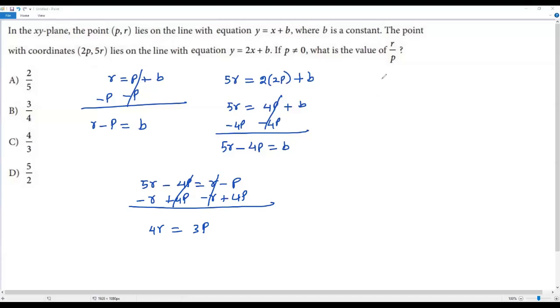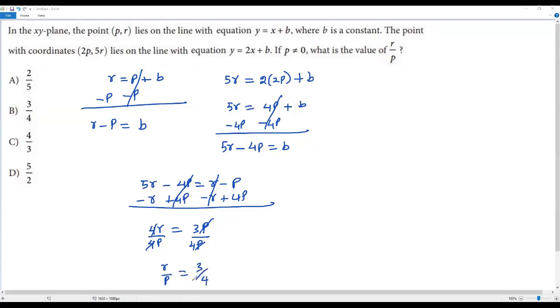My aim is to get the value of r over p. That is, r must be divided by p. So I have to divide both sides of the equation by p, so that I'm getting r over p. And also I have to get rid of the 4, which is multiplied by r. So I have to divide both sides by 4. Now I divide both sides of the equation by 4p, so that the 4 cancels and the p cancels out. I'm getting r over p equals 3 over 4.